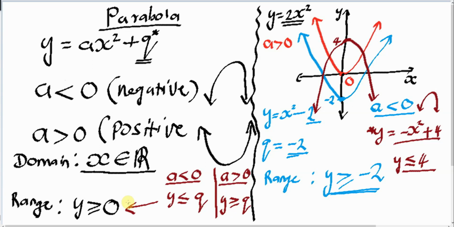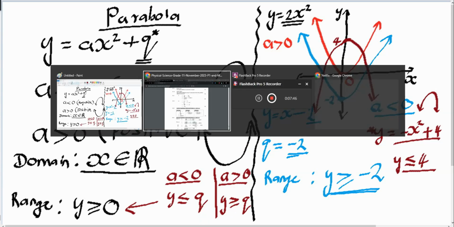So look at the value of a first, whether it's positive or negative, and then after that you'll be able to identify the range of the graph.